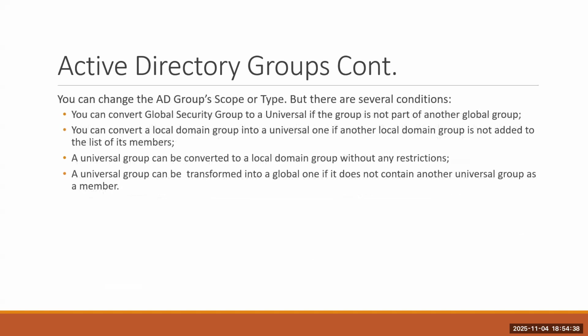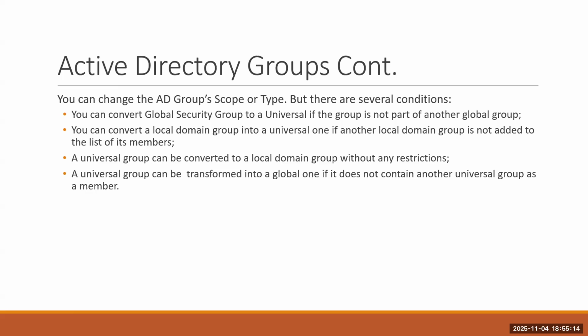All right. So what can you do in AD? You can change the AD group scope or type, but there are several conditions. You can convert global security groups to universal if the group is not part of another global group. You can convert a local domain group into a universal one if another local domain group is not added to the list of its members. This is similar to the global case, but for the local domain, which is what we're going to be making. But we're not going to convert it, because we're not going to have this gigantic scope of a wide area network to cover. We're just making a small domain for us to use in class.